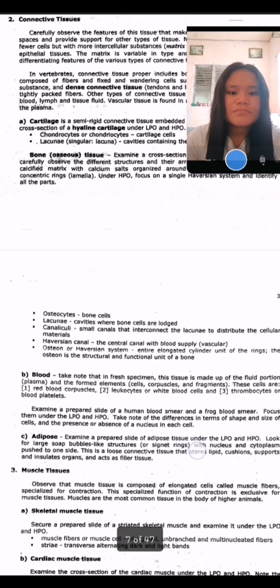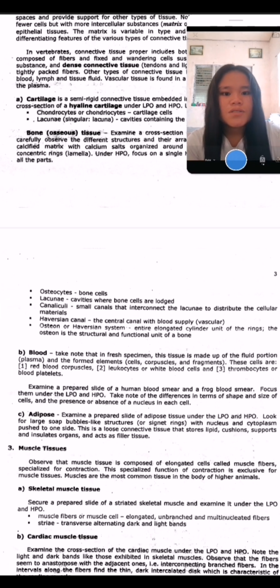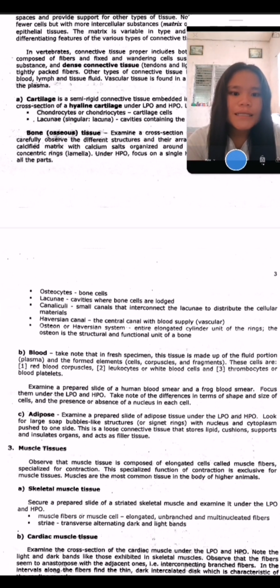Number 1 is osteocytes or bone cells. Lacunae are cavities where bone cells are lodged. Canaliculi are small canals that interconnect the lacunae to distribute the cellular materials. Haversian canal, the central canal with blood supply, vascular.